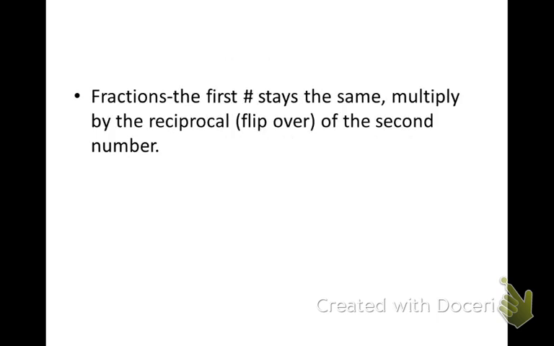And then for fractions, the first number will always stay the same. You multiply by the reciprocal, which is flip over the second number. And if they are mixed numbers to start with, you do need to change them to improper fractions. So a refresher on that. If I have 3 1/3, I take 3 times 3 plus 1 to get 10 over 3. So that's how you change something there.